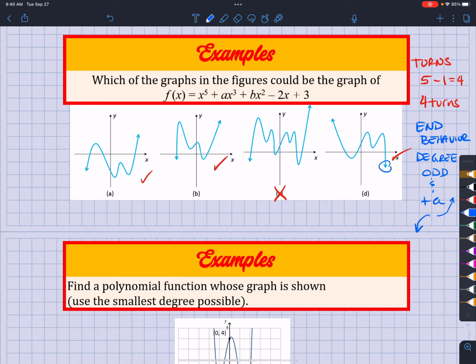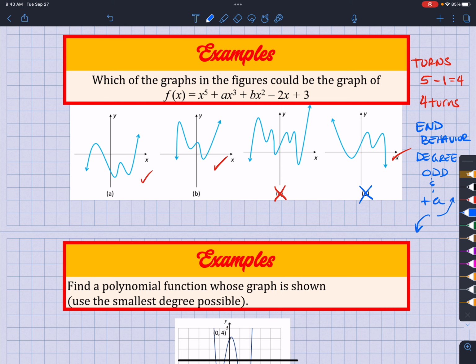Over here, oopsies, it is going in the wrong direction, so this is no good anymore. Over here, it is in the right direction, and here is also in the right direction. All right, so we eliminate another one. Okay, what else do we know?